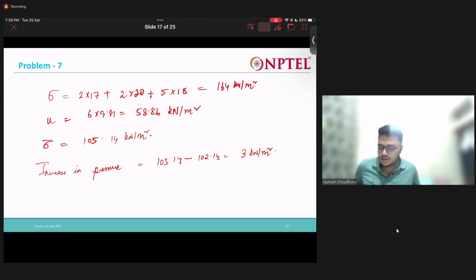So the increase in pressure is 3 kilonewton per meter square. Okay, so let us move to the next one.